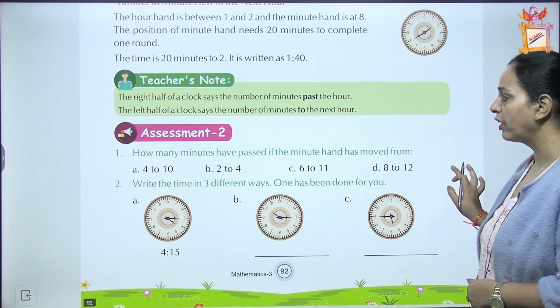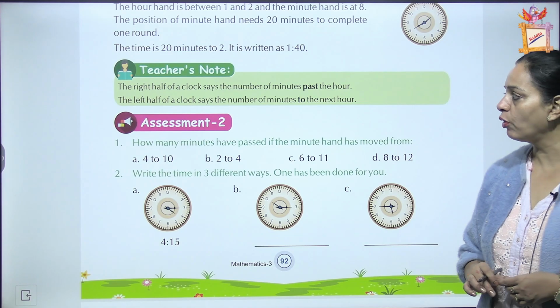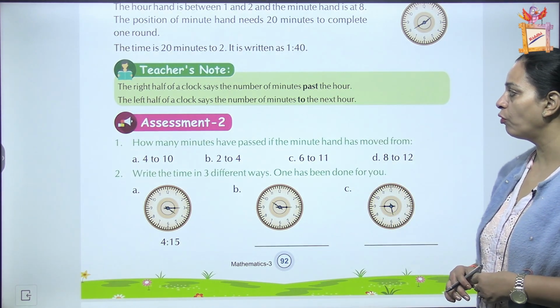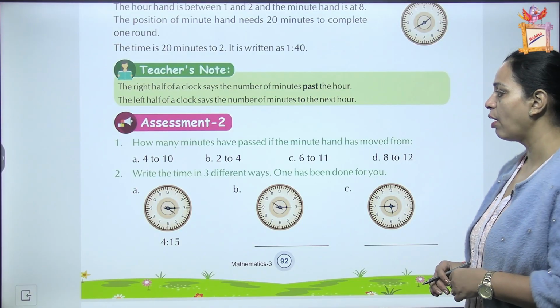Now, teacher's note: the right half of a clock says the number of minutes past the hour. The left half of a clock says the number of minutes to the next hour.